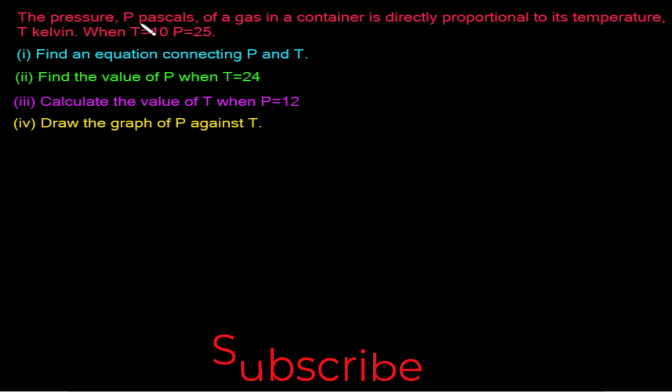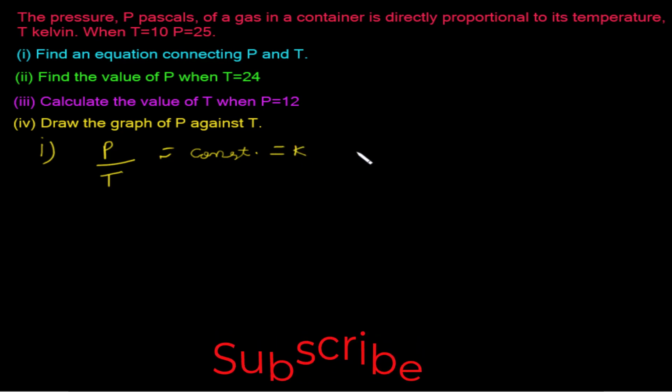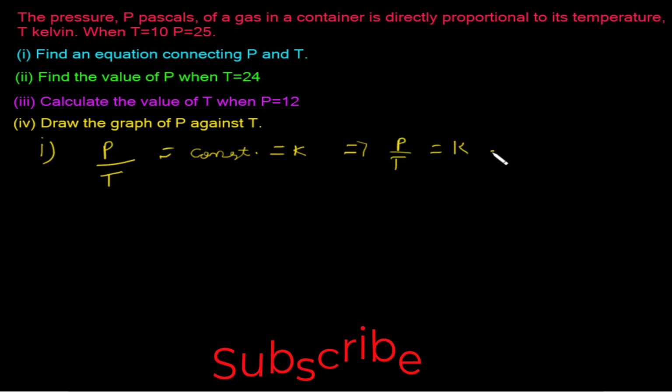Since they say that P is directly proportional to temperature T, it means that P increases or decreases as T changes in such a way that this ratio P by T remains constant. We usually denote this constant by K. So I can write this as P by T is equal to K. Furthermore, I can also write P is equal to K times T.